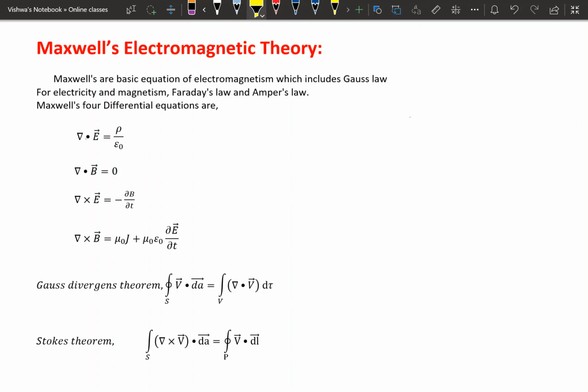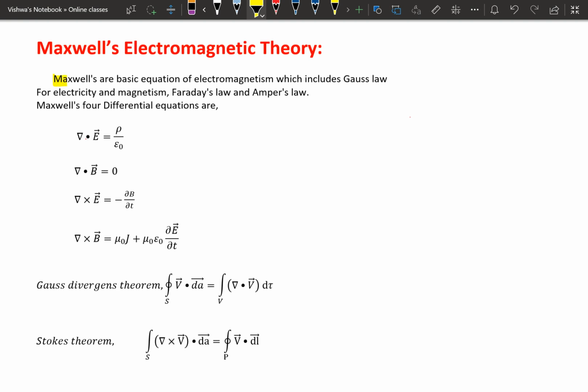In previous videos we studied the first part of this unit, that is vector analysis. Now we are going to start the second part of this unit, that is related to Maxwell's electromagnetic theory. In this we are going to study four different differential equations of Maxwell's electromagnetic theory.